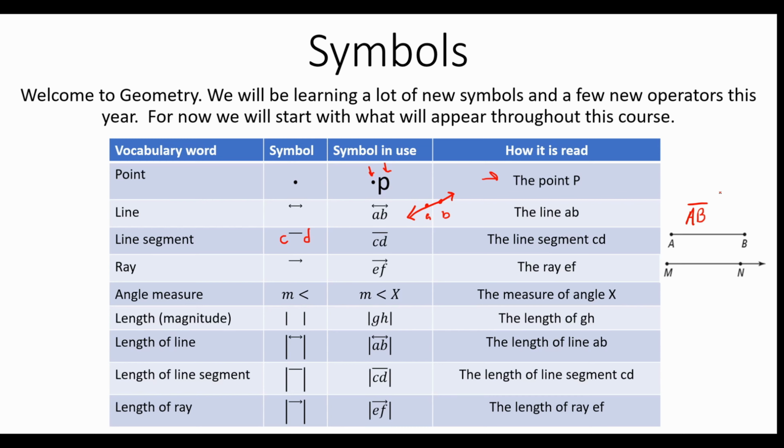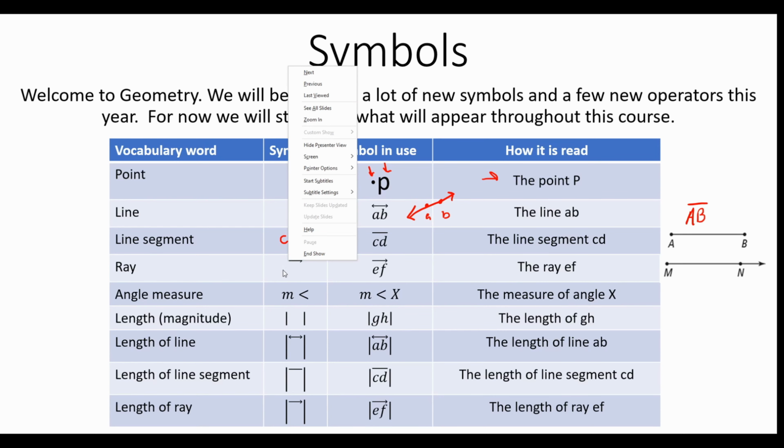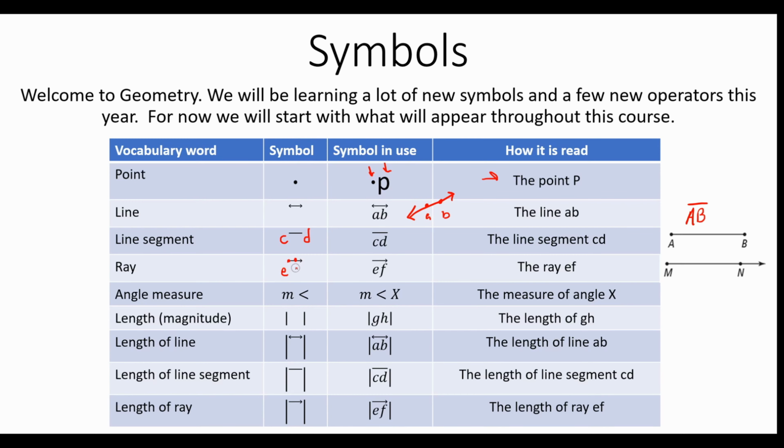Next, we have the ray. Ray's kind of slightly different. It has the originating point of a line segment, and then it has the end of a line. So this ray has a clearly defined starting point that we're going to call E, but we don't put F on the end of this line because there is no end of the line in reality. So we just have two points there, E and F.